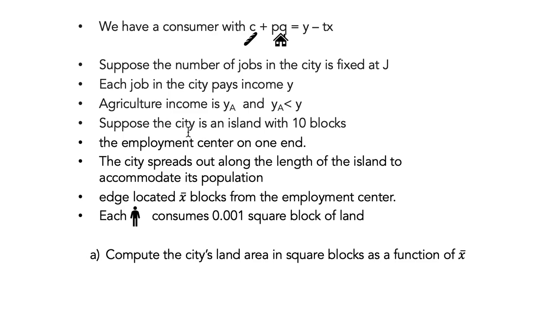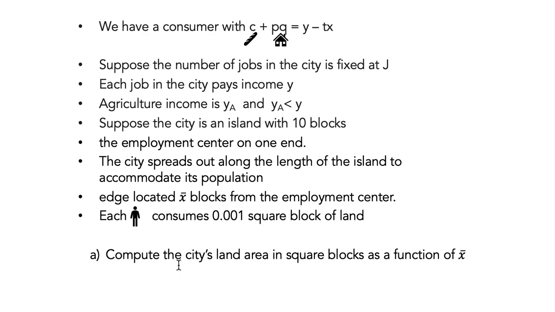Now, suppose this is an island and the island has 10 blocks. It can expand later on, but right now, think about it very simple. Now, the employment center will be on one end, and the city will spread along the length of the island to accommodate the population. So the edge, the farthest house, will be X bar blocks from the employment center. Now, assume that each consumer, each citizen, consumes 0.001 square block of land.